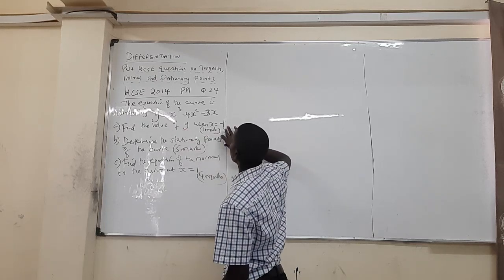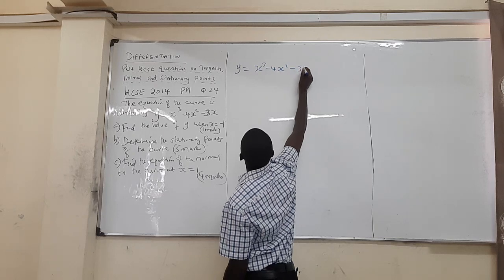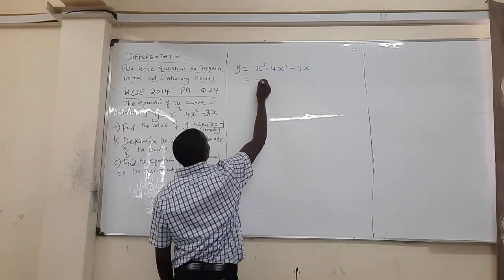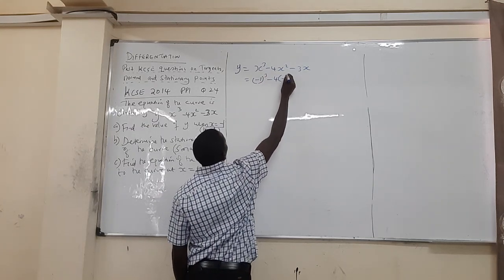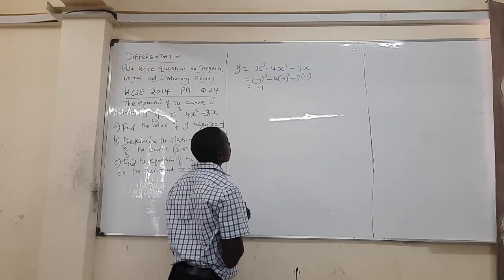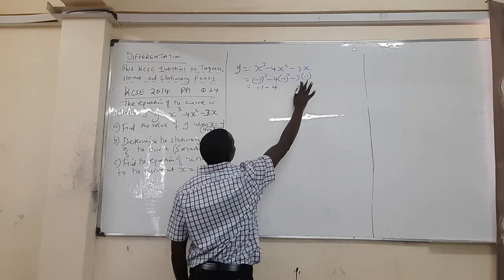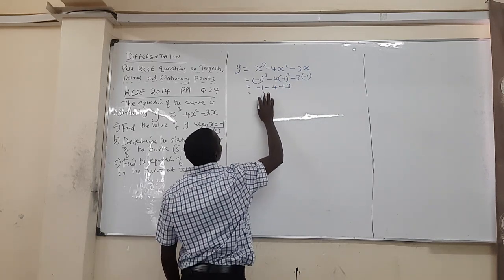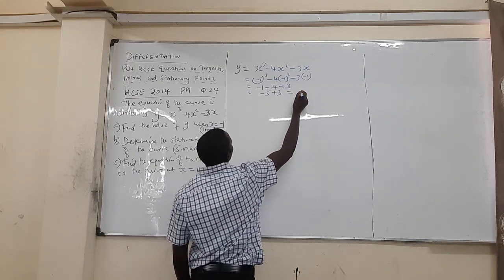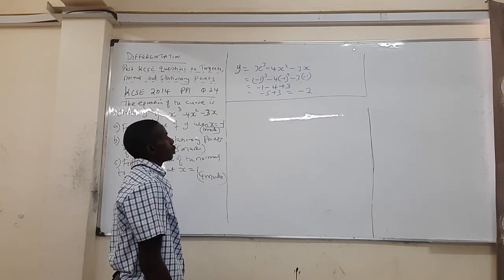The value of y when x is equal to minus 1. We have y given as x cubed minus 4x squared minus 3x. So we substitute x as minus 1: (minus 1) cubed minus 4 times (minus 1) squared minus 3 times minus 1. Minus 1 cubed is minus 1. Then minus 1 squared is 1, times 4, minus 4. Then minus 3 times minus 1 is positive 3. So minus 1 minus 4 is minus 5, then plus 3 we get minus 2. So when x is equal to minus 1, y is equal to minus 2.